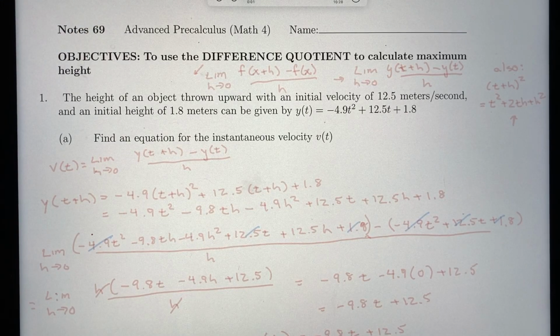Okay, start out with a couple of reminders. The difference quotient. I'm going to be writing this with different letters because I got y instead of f and t instead of x.